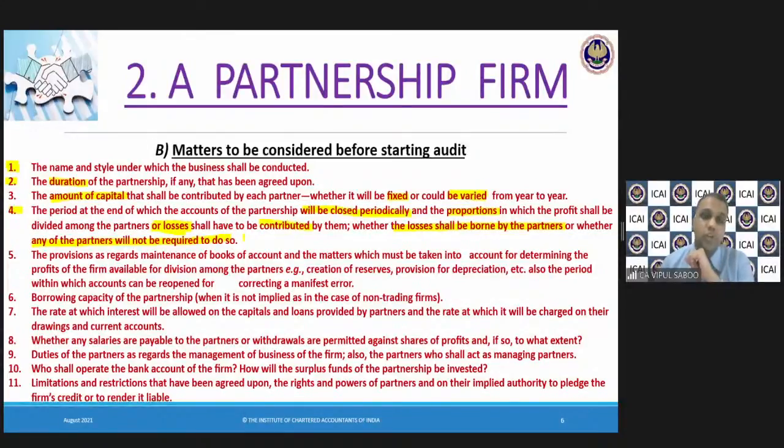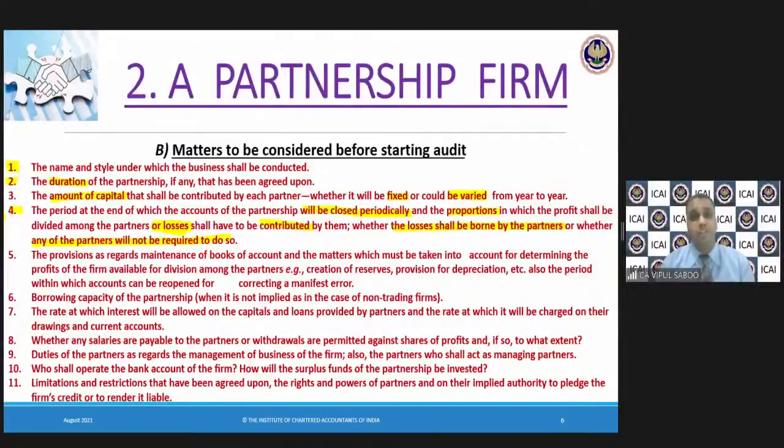Piecemeal distribution, you would have read about it. Garner versus Murray rule. And whether the losses would be borne by all the partners or only particular partners. If you have read about Garner versus Murray rule in your advanced accounting, you'll get to know about it. You can recall that only some partners, A and B, will contribute to the losses. C will not contribute. Only solvent partners will contribute to the losses in this particular ratio. So this is all there in the partnership deed, and you ought to read it.